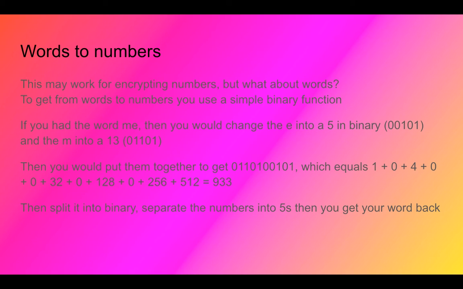01101, 00101, which equals 1 plus 4 plus 32 plus 128 plus 256 plus 512 equals 933. So if you were to get the number 933 using this, you would have to recognise it as the word me. Then you would split it into binary, separate the numbers into 5s, and then you would get your original word back. Normally they do from hexadecimal to binary, but that's very complicated.